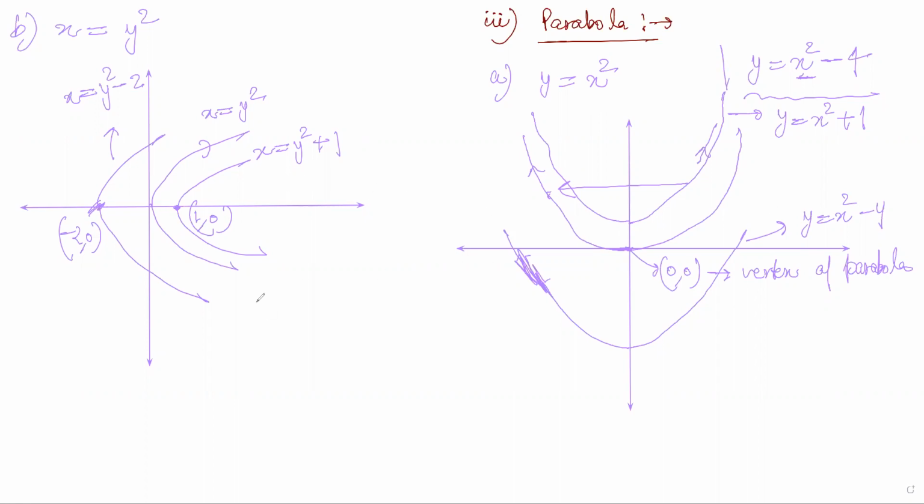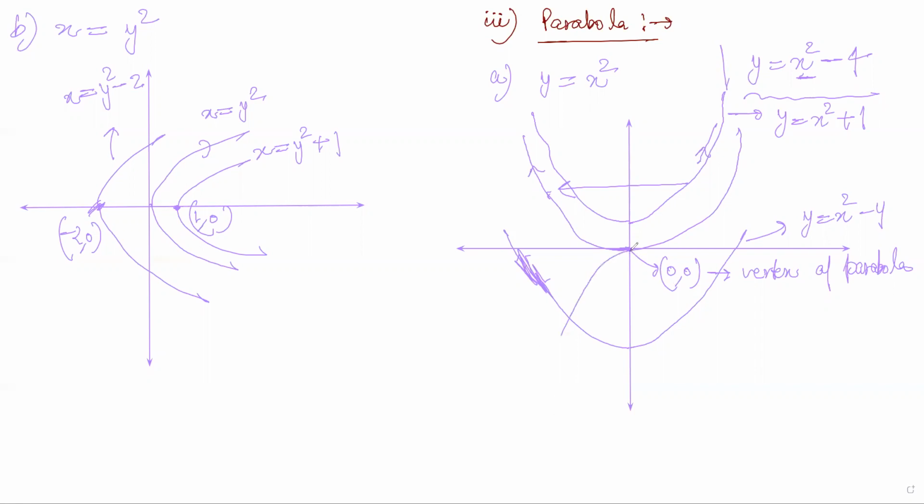This is a parabola, which is a U-shaped type of graph. x equals y square is a rightward parabola, and this is an upward parabola. If the question is something like y equals minus x square, the parabola shape remains the same, right? The vertex remains the same. It is just the downward parabola.